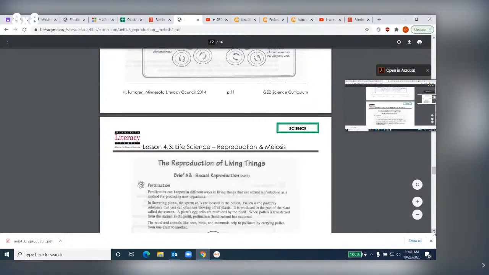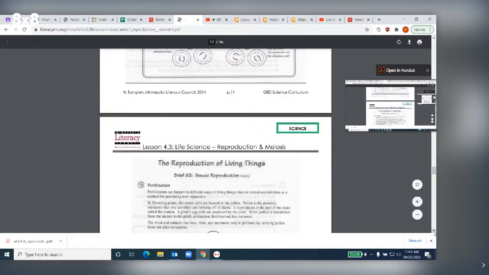So the next part is fertilization. So fertilization can happen in different ways of living things that use sexual production as a method of producing new organisms. In a flowering plant, the sperm cells are located in the pollen. Pollen's a powdery substance you can often see blowing off the plants. It's produced in the part of the plant called the stamen. A plant's egg cells are produced by the pistil. When pollen is transferred from the stamen to the pistil, fertilization has occurred.